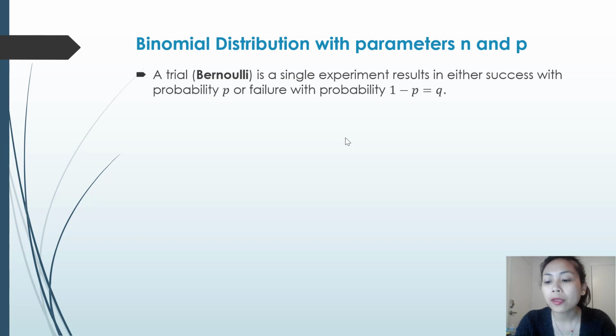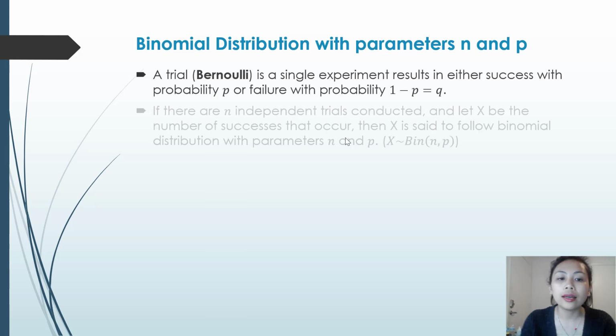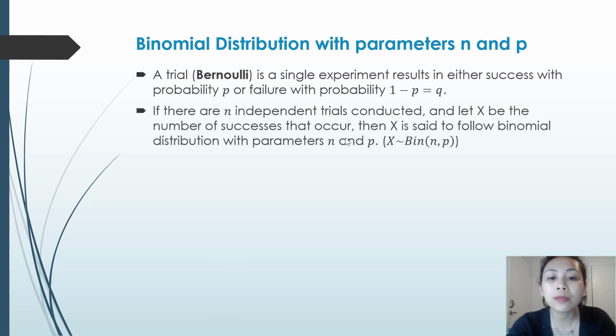For example, you play a game with your friends, so either you win or you lose. You win means a success, and you lose means a failure. And if there are n independent trials conducted, and x is the number of successes that occur, then x is said to follow the binomial distribution with parameters n and p.